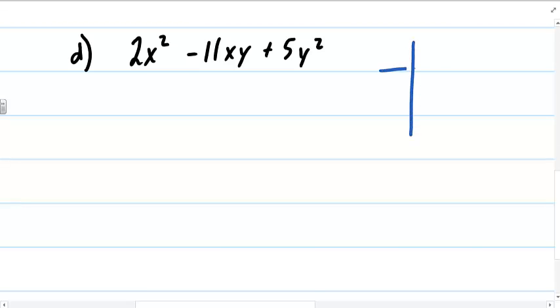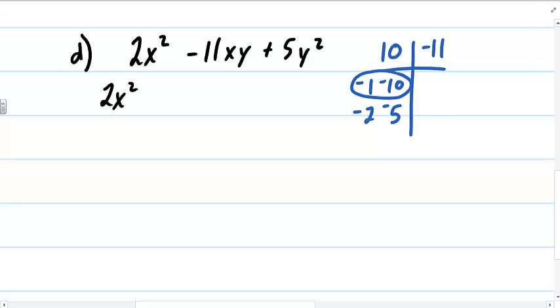Okay, jump right into your product sum chart. 2 times 5 is going to give me 10 on the left, which means both something. Negative 11 goes on the right, so that must mean now it's both negative. Combinations for 10 would be 1 and 10 or 2 and 5. If I make them both negative, it gives me 1 and 10 right away.